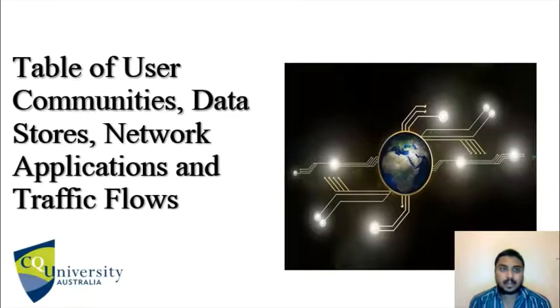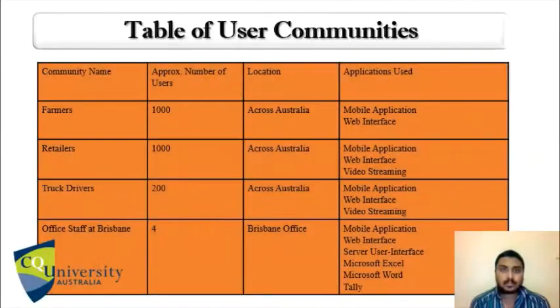Hi, I'm Srikar. I'm here to explain the table of user communities, data stores, network applications, and traffic flows. These are the user communities: farmers, retailers, truck drivers, and office staff. Approximately a thousand members of farmers and retailers across Australia, 200 members of truck drivers across Australia, and 4 office staff in Brisbane. They are using several applications: mobile application, web interface, video streaming, server user interface, Microsoft Excel, Microsoft Word, and Tally.